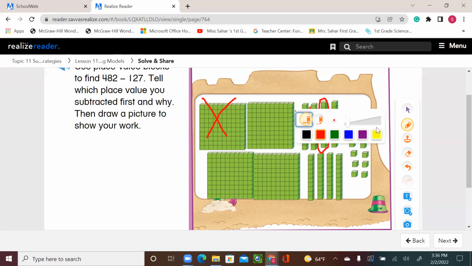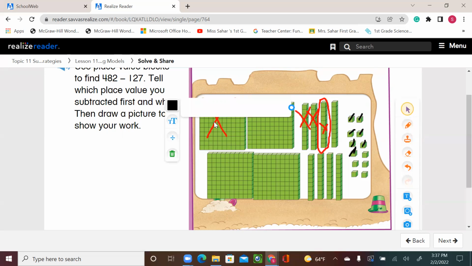7 ones. Let's take a different color. 7 ones. Okay, so 1, 2, 3, 4, 5, 6, 7. Now let's count what we have. How many hundreds? 1, 2, 3. We have 300. How many tens? 1, 2, 3, 4, 5. And how many ones? 1, 2, 3, 4, 5.